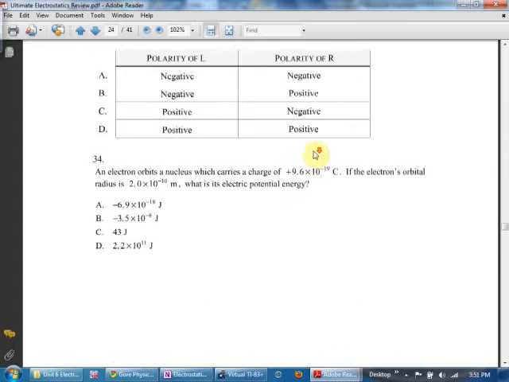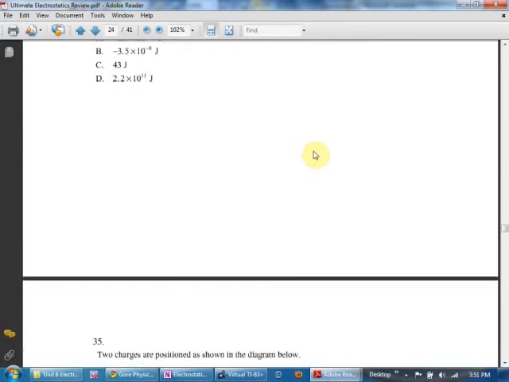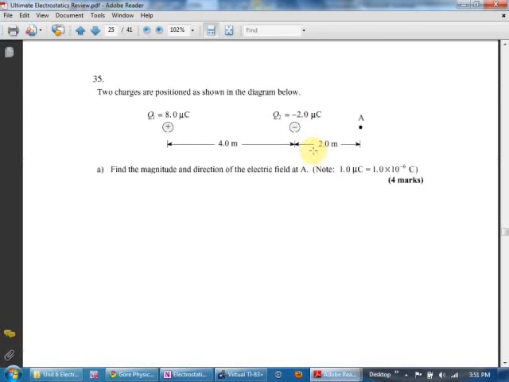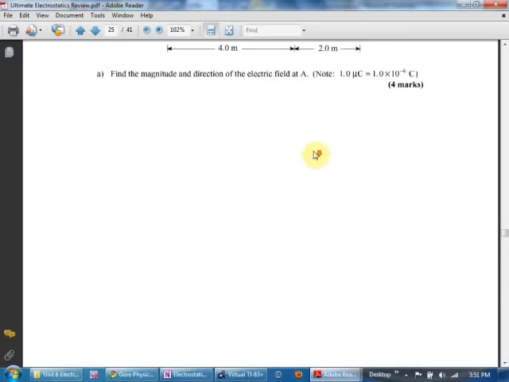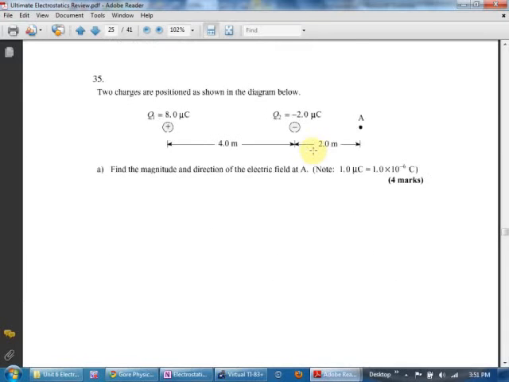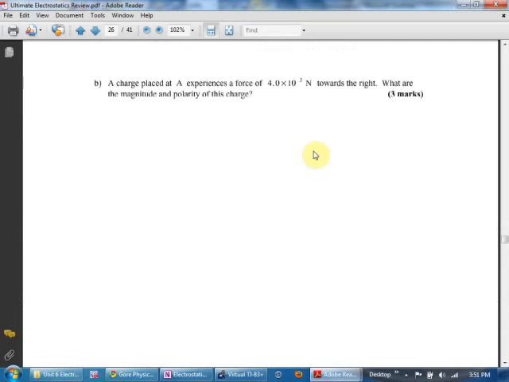Are you guys okay again with magnitude and direction of electric field for two charges? Okay. So I like that question. 35. Oh, 35B is kind of a nice touch. Let's go find that.